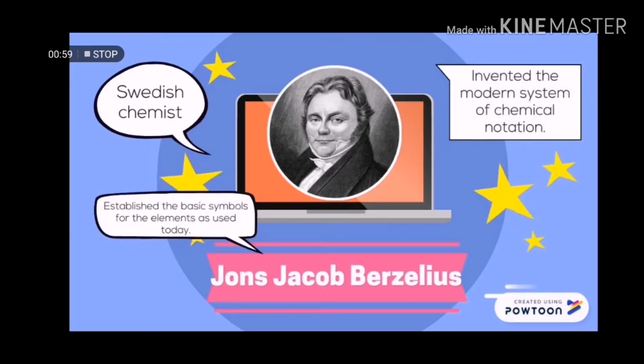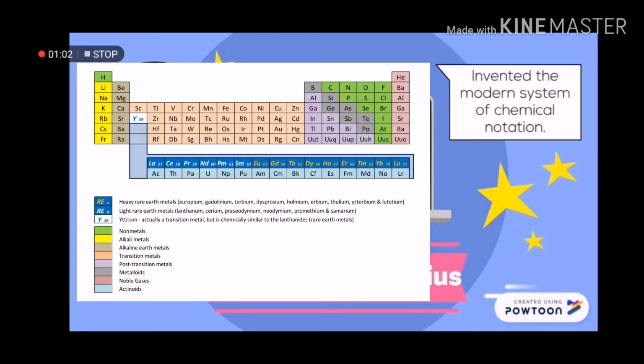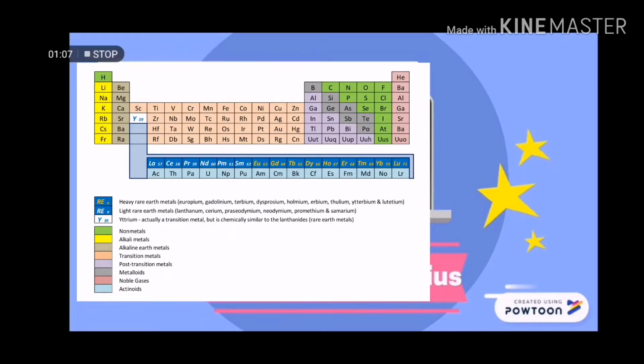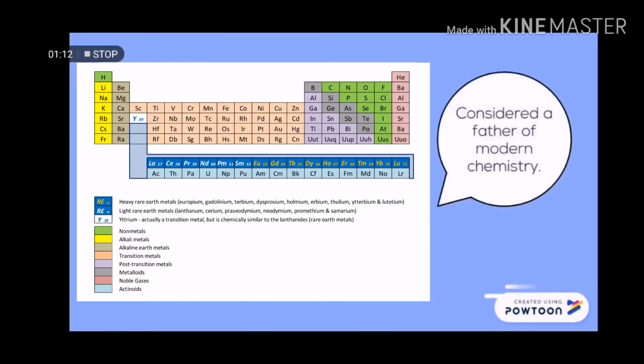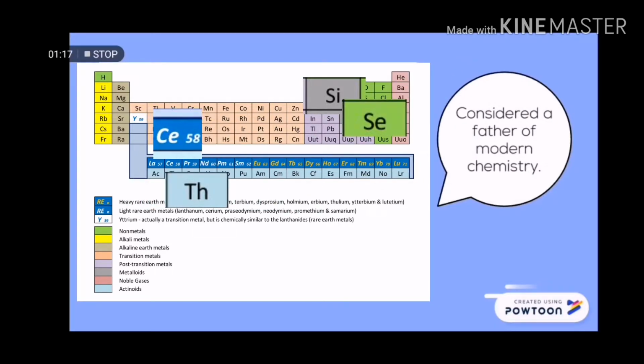Of significance for the periodic table is that he invented the modern system of chemical notation and established the basic symbols for the elements as used today. In this system, elements are given symbols, and compounds are represented by combining element symbols and numbers representing proportions. Other elements attributed to Berzelius are silicon, selenium, thorium, and cerium. Together with John Dalton and Antoine Lavoisier, he is considered the father of modern chemistry.